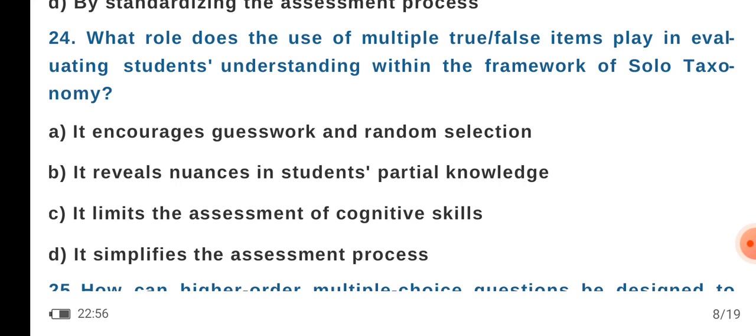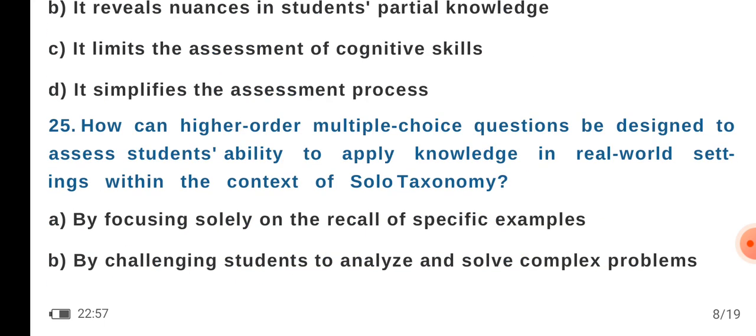Number 24, the correct answer is letter B. It reveals nuances in students' partial knowledge. Explanation: the use of multiple true or false items in evaluating students' understanding within the framework of SOLO taxonomy reveals nuances in students' partial knowledge, providing insight into their grasp of specific concepts. Okay, let's move on to number 25.